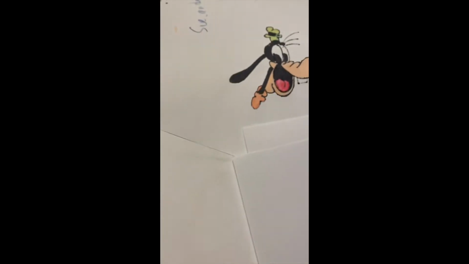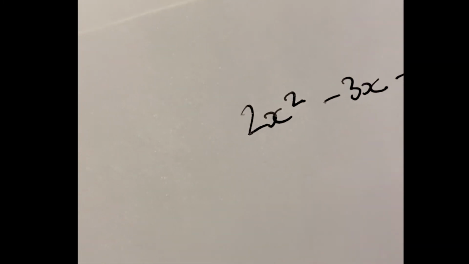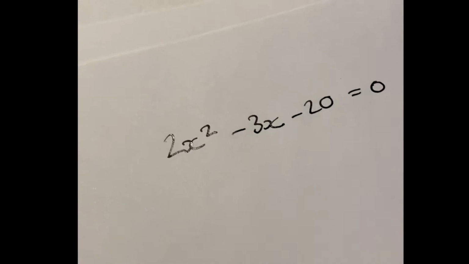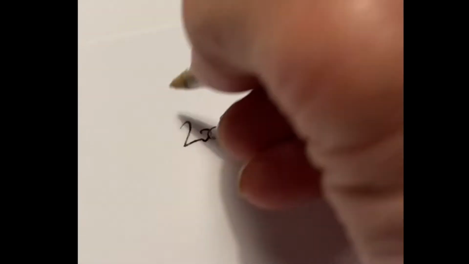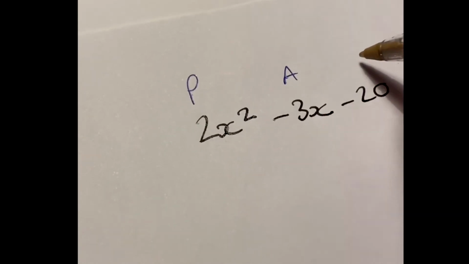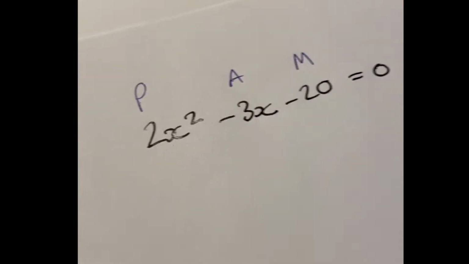Right, so we're going to look at some really complicated quadratics, some weirdo ones. Let's start off with this one: 2x squared minus 3x minus 20 equals 0. The way I'm going to do this is what I call a PAM. I put P above the 2, A above the 3, and M above the 20.